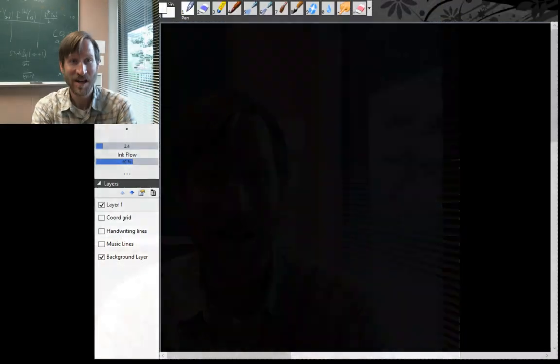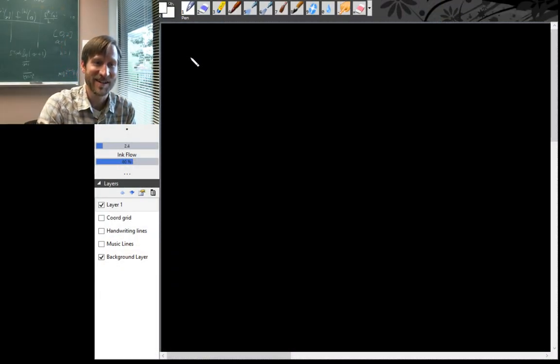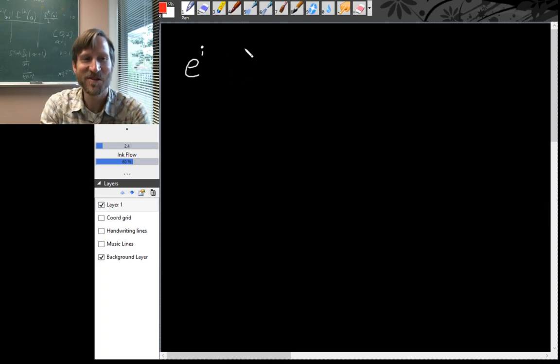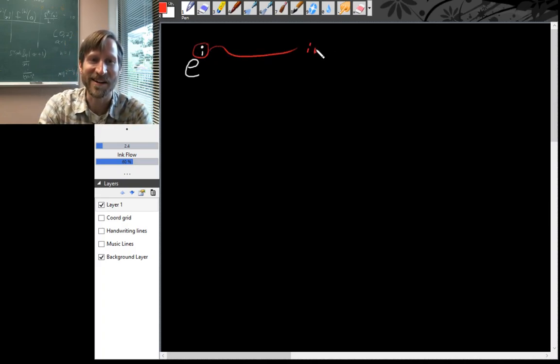Here's an example of using a Taylor series to figure out something completely new and different. So let's ask a question that seems a little crazy at first. What is e to the i? Now, this is sort of a weird question because this exponent is imaginary. And what does that even mean?